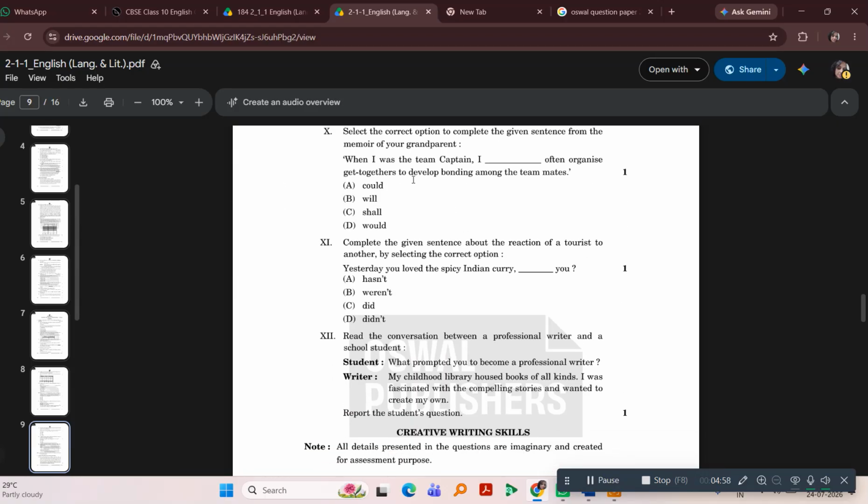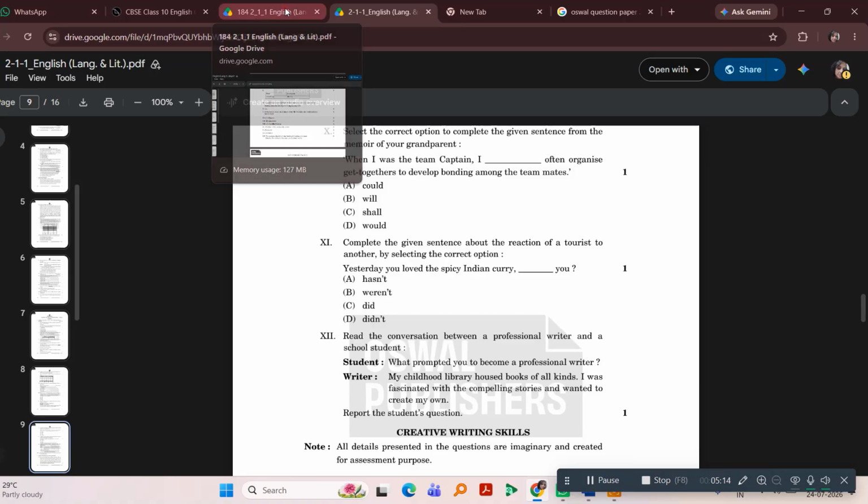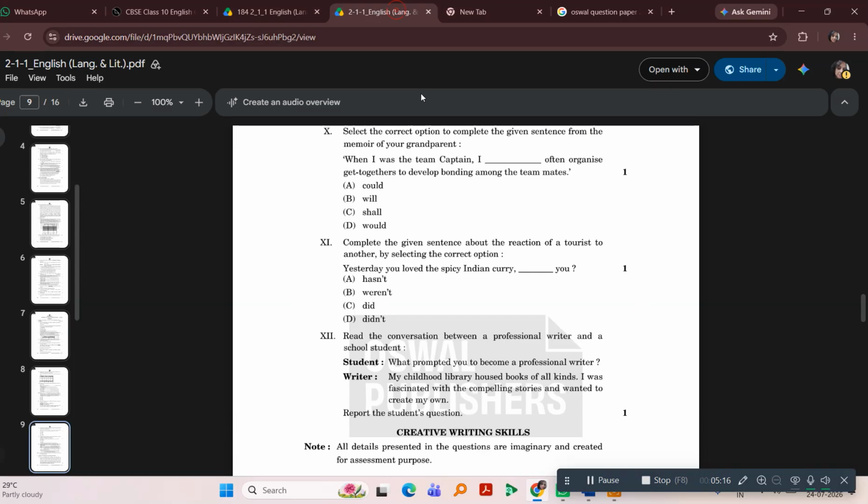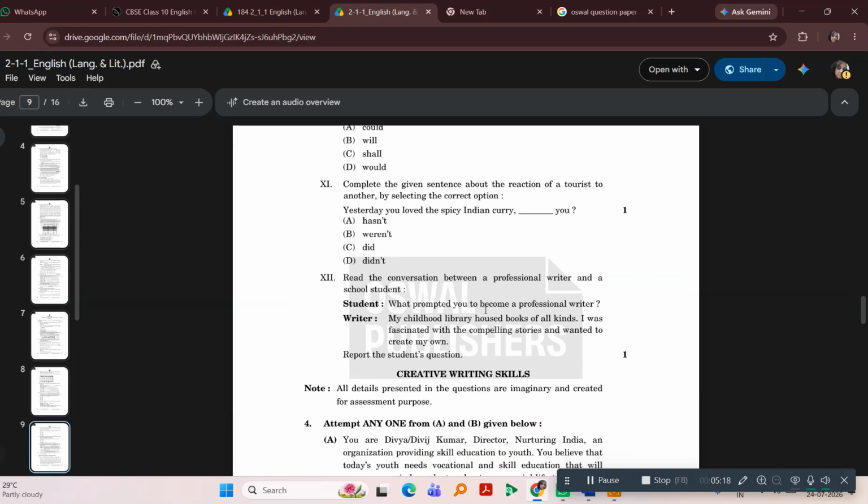Now let's do the 11th one. Complete the given sentence about the reaction of a tourist to another by selecting the correct option. Yesterday, you loved the spicy Indian curry, so it should have been didn't you? Didn't you is the correct answer. Now let's move on to the 12th question.